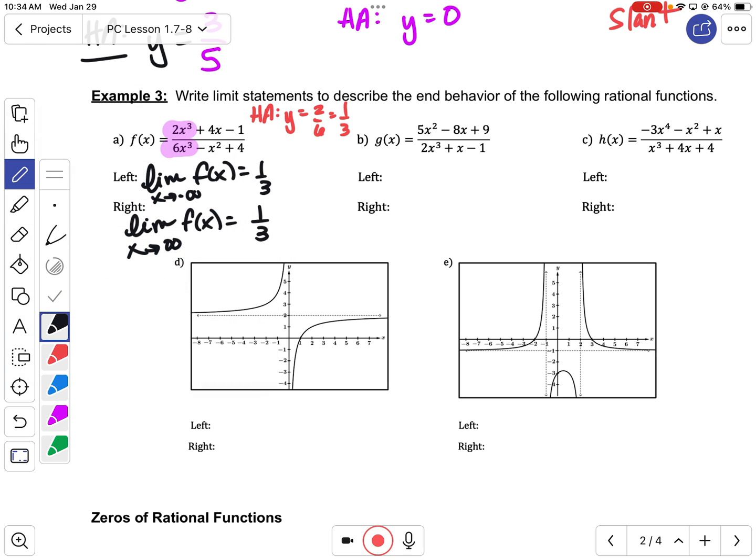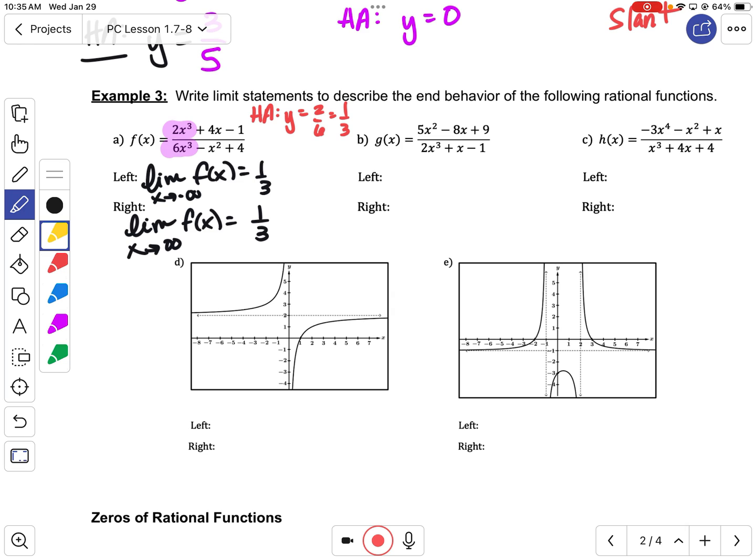The degree is higher. When the top degree is bigger than the bottom, you do this over that, and then it simplifies to x. So that's the end behavior for that, because it simplifies to x. So I think it's negative infinity to positive infinity. All right, let's double check these and see how we did.